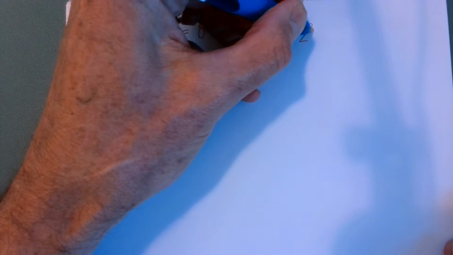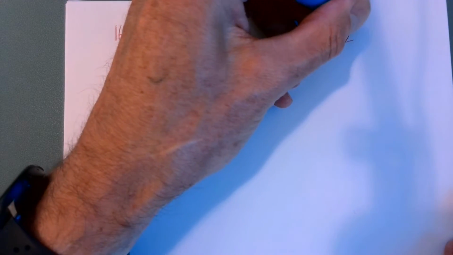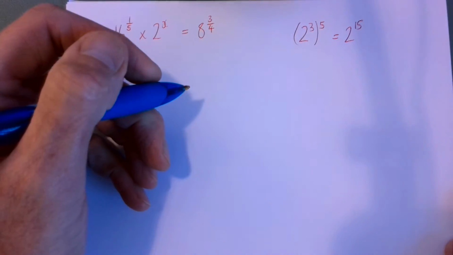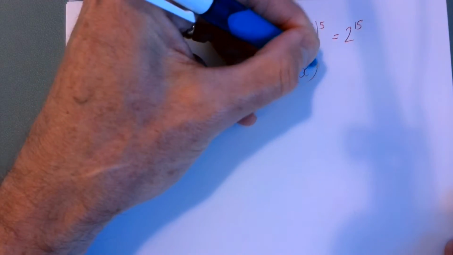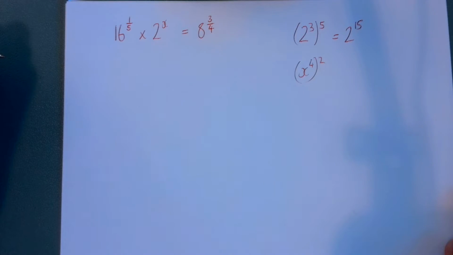The indices rule says that if you've got something like that, it gives you 2 to the power of 15. 3 times 5 is 15. And that's true if you've got a number, but it's also true with algebra. So that would be x to the power of 8.